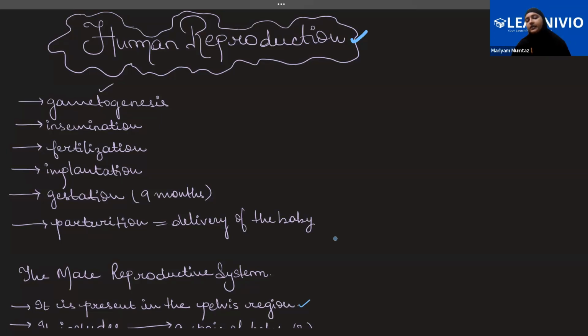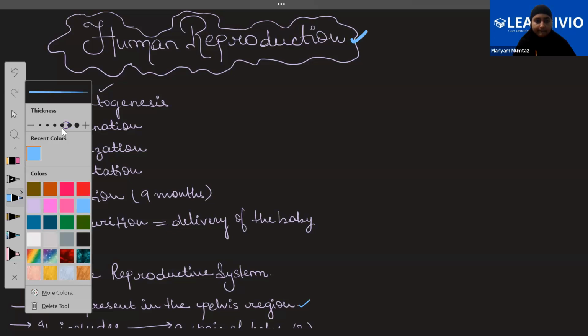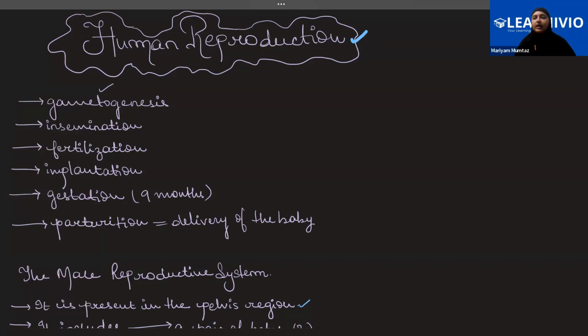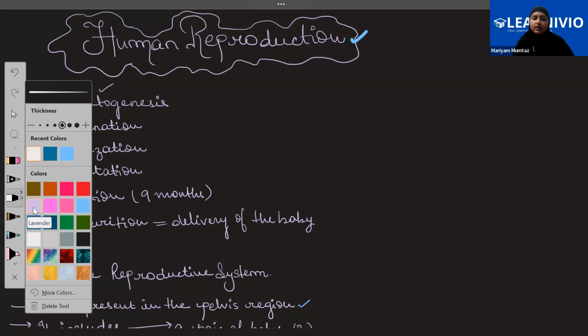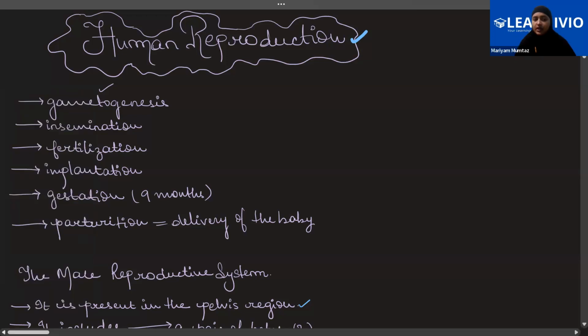First of all, can anybody tell me what is reproduction? How do you define reproduction? How do you define it? It is the process by which young ones are brought to life, right? A process by which, in terms of humans, we can give rise to the young ones.